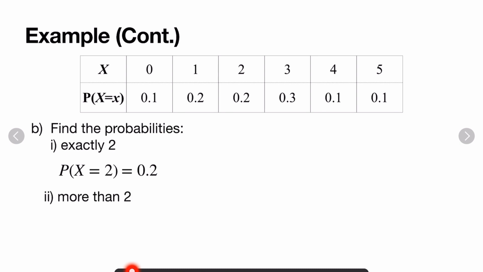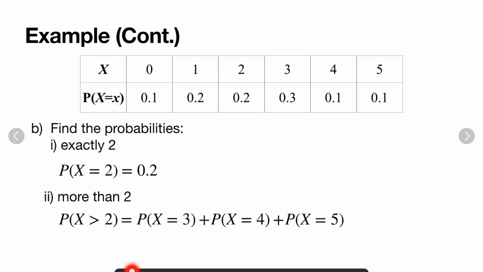Okay, next. More than 2, lebih besar daripada 2. Change it into max statement first. Okay, dia tak masuk nah. More than tak termasuk 2. Kalau tak termasuk 2 apa dia? 3, 4 dengan 5. Okay, so what are the probabilities? Apa dia punya probabilities? 0.3, 0.1, 0.1. So sum up all those numbers, sum up all the probabilities. Okay, so you're going to get 0.5.